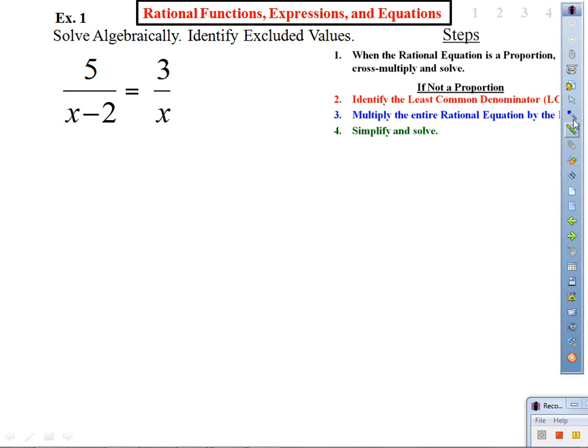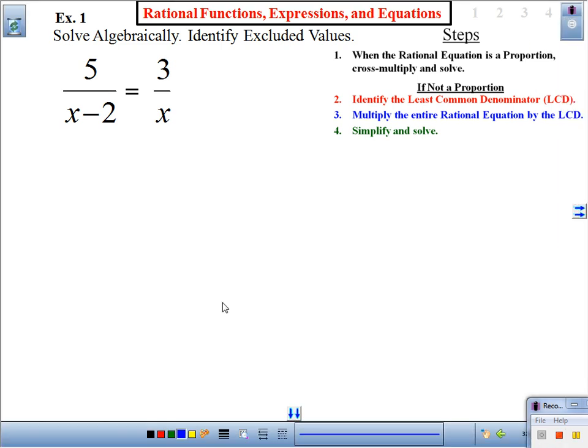All right, so I'm going to get started. Ready? It says, when a rational equation is a proportion, look at it. Do we have a proportion? Yeah, two fractions equal to each other. All right, so what do we do? Cross multiply. So here we go.